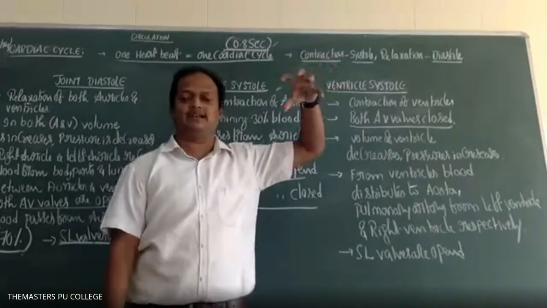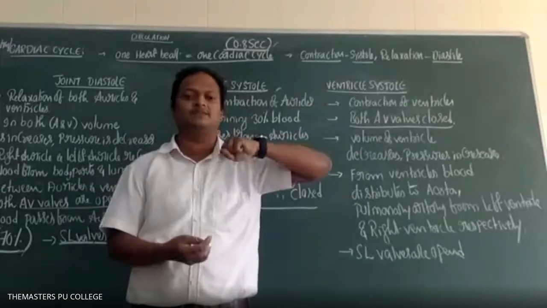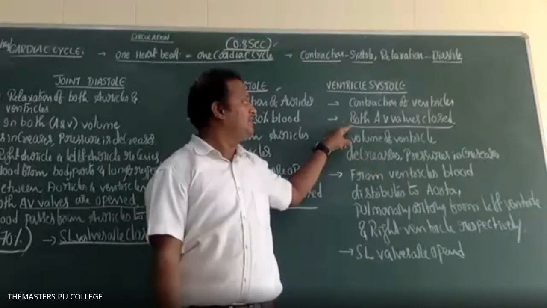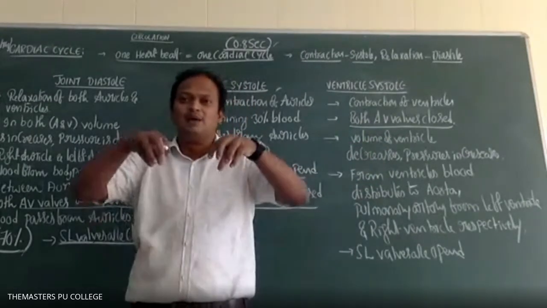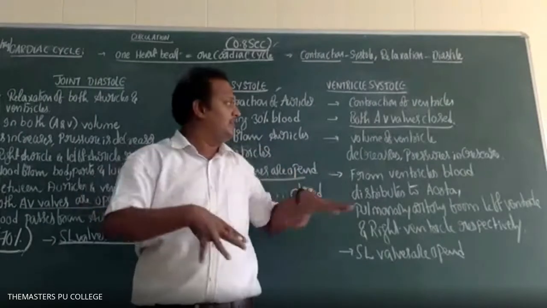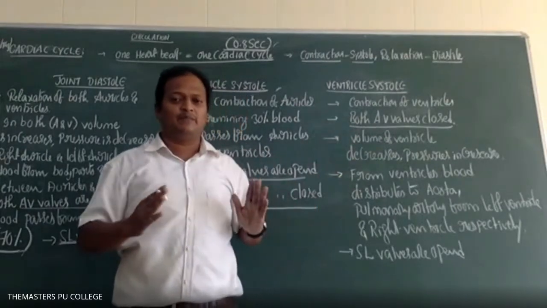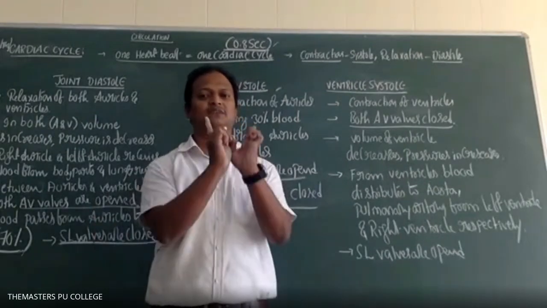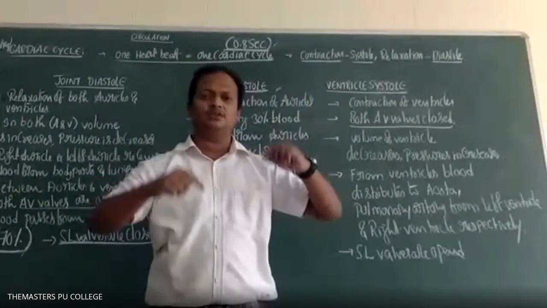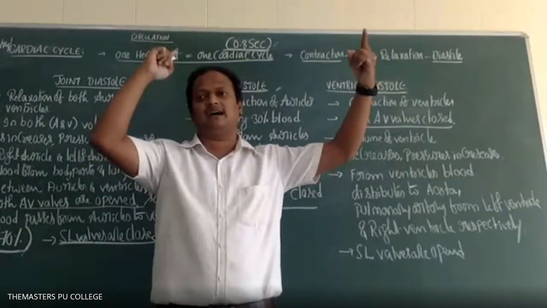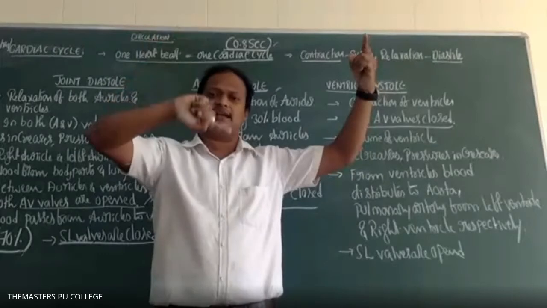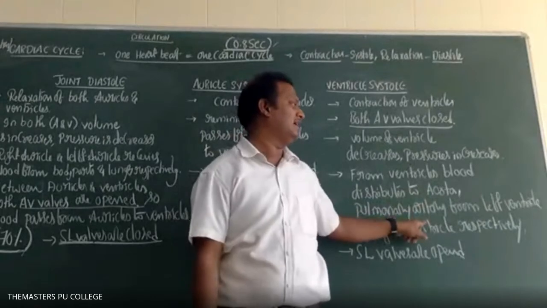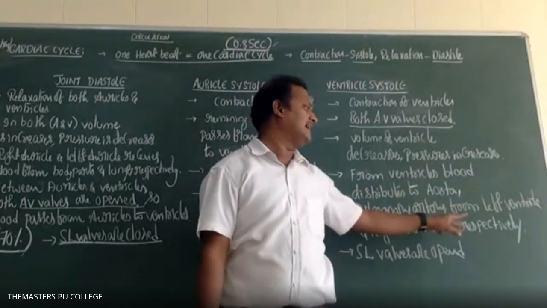What's the last step in the cardiac cycle? Ventricular systole, which is nothing but contraction of the ventricles. In contraction of the ventricles, both the AV valves are closed. Volume decreases in the ventricles, pressure increases, and blood passes from the ventricles to the pulmonary artery and systemic aorta, from the right ventricle and left ventricle respectively.